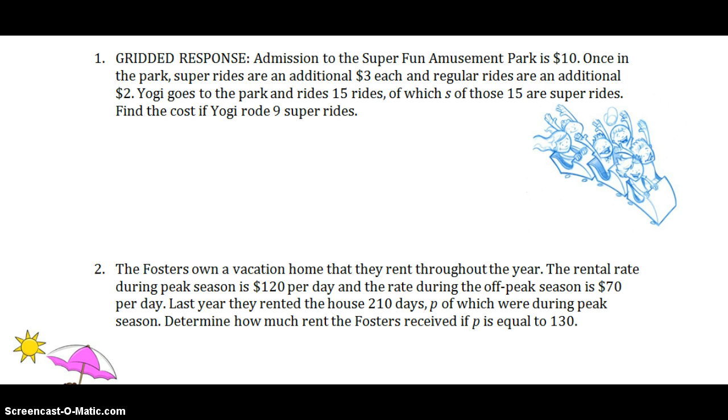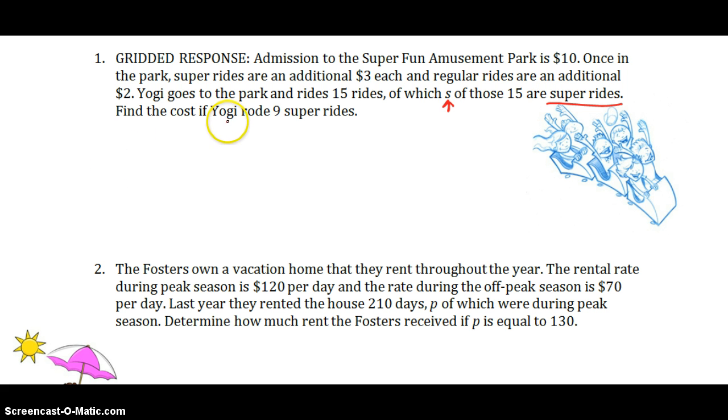Moving on to our real world examples where we're at an amusement park. For the first one, it says admission to the Super Fun amusement park is $10. Once in the park, the super rides are an additional $3 each. The regular rides are an additional $2. Yogi goes to the park and he rides 15 rides, of which S of those 15 are super rides, so they're defined in the variable. They want us to use S to stand for super rides.